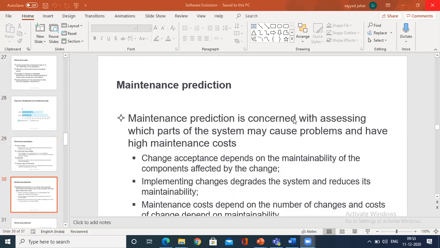For example, you have exams in February; we predict that after corona is over, definitely maybe in February you'll have an exam. This is a prediction. So same as that, what is a maintenance prediction, right?